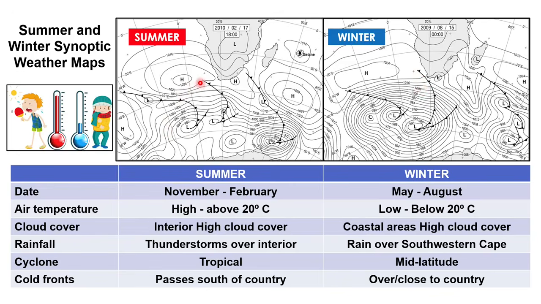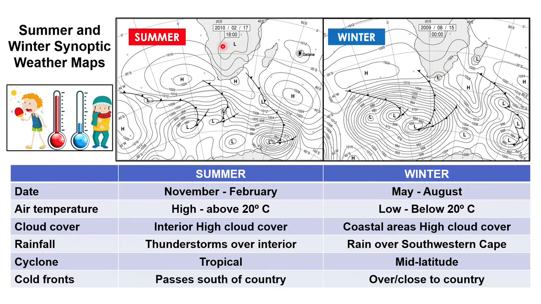Okay, so here the interior will have a lot of cloud cover in summer, and the Western Cape should have clear skies. The weather stations here should show clear skies, whereas in the winter months, these weather stations will show you lots of cloud cover, and the weather stations over the interior will show very little cloud cover.